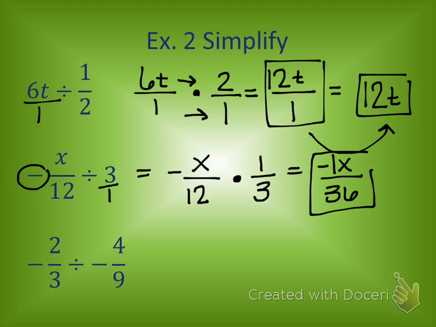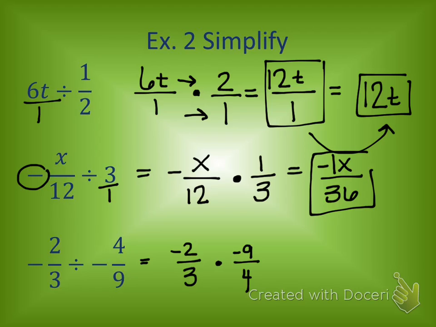Next problem. What am I going to do? You need to know all the steps. What would I do first with no hints at all? Keep. What am I keeping? Negative 2/3. Negative 2/3. Next step. Flip. What am I flipping, Seth? Okay, and how am I going to flip it? Perfect. Negative 9 over 4. Now, what's my last step? Change. What am I changing, Tyler?